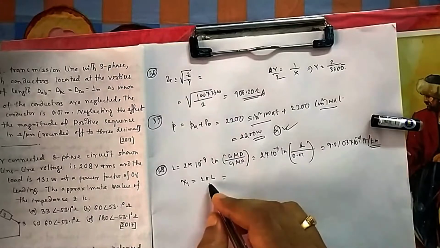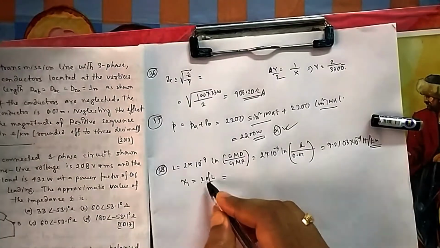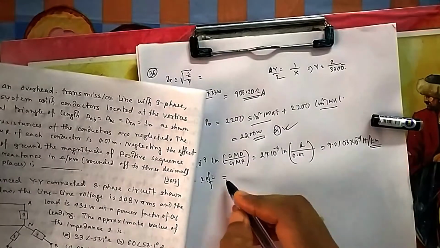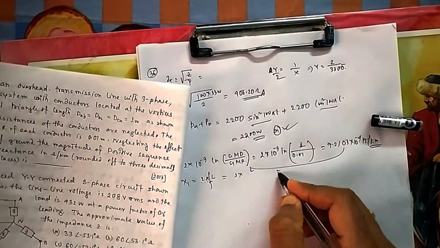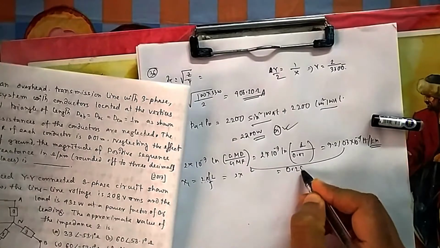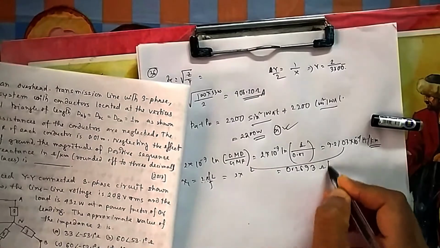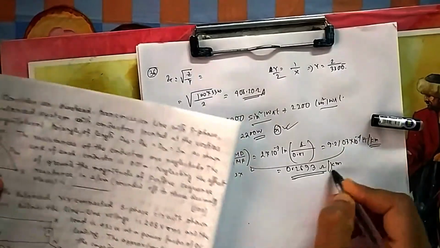So if I do 2 pi FL, you put 2 pi F as 50. Then finally you will get it, and L also you put all these values, you will get your answer as 0.2893 ohm per kilometer. That is your answer.